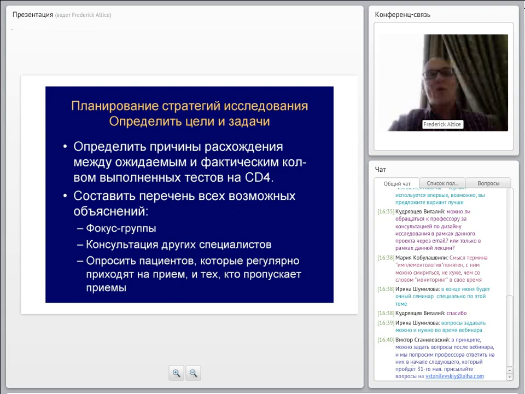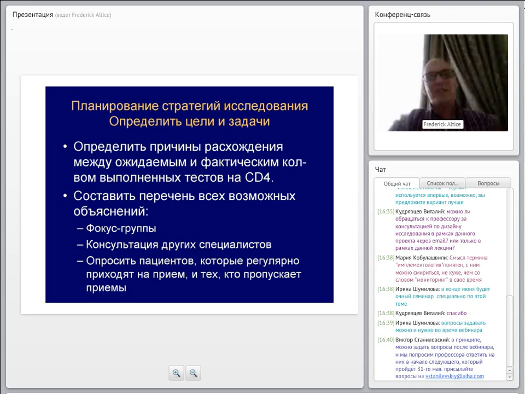And you've already now decided, okay, I have a problem in my clinic. Now I want to determine the reasons why. So it's the why question. There's a difference between the expected number and the real number of CD4 count monitoring.